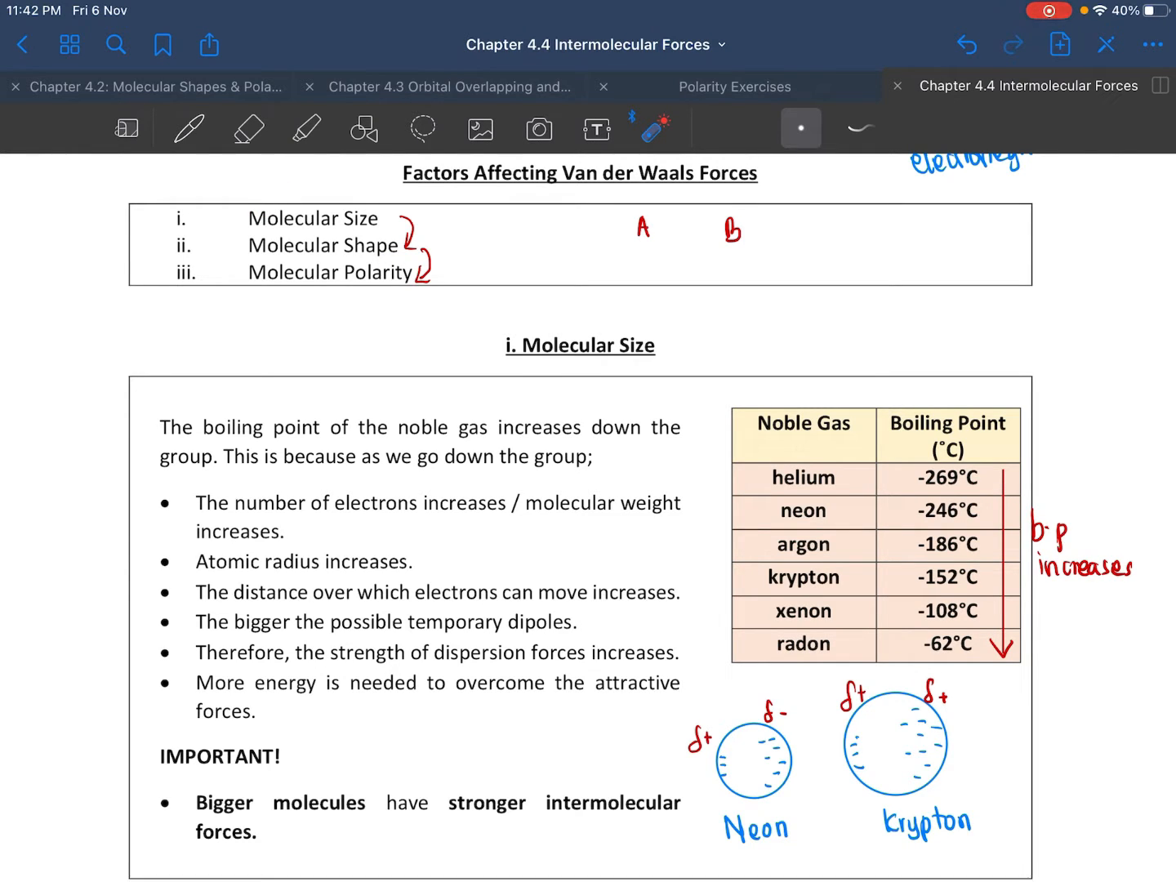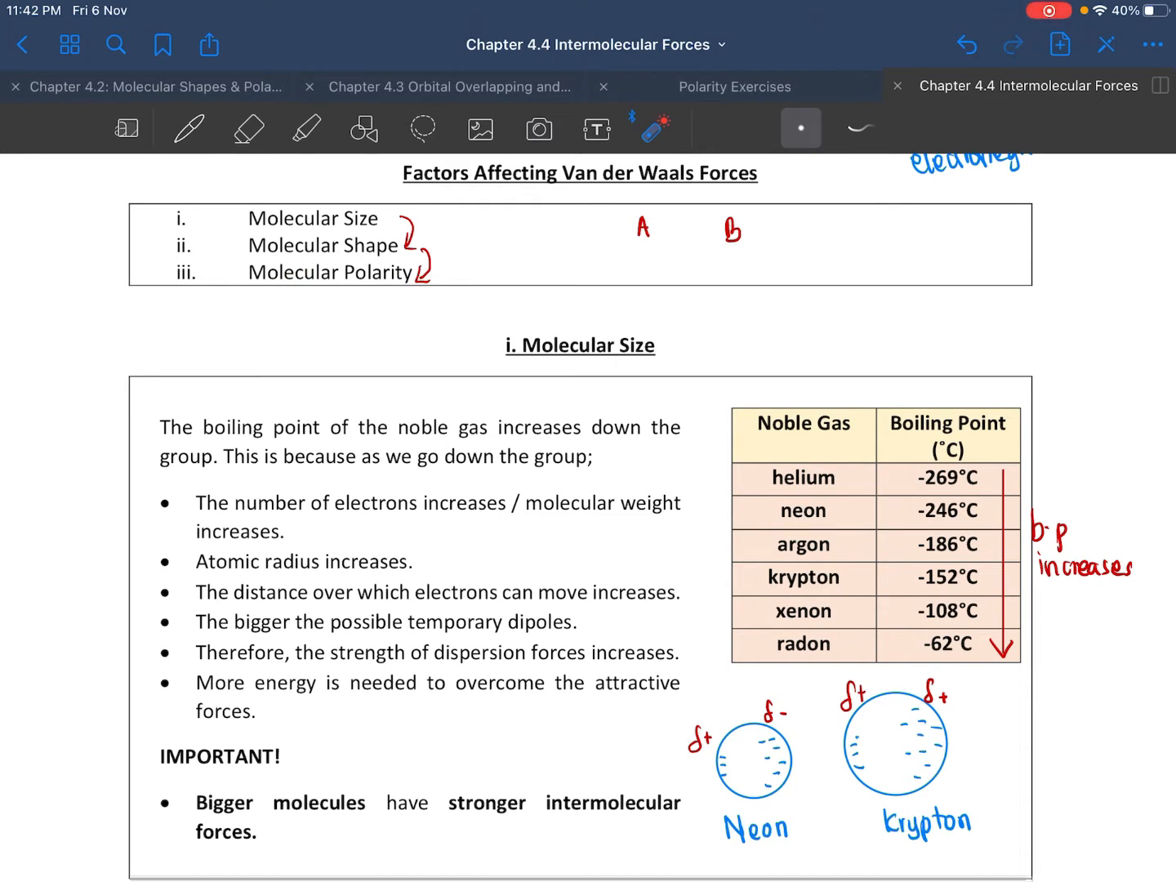Okay, tapi another condition, another possible keadaan adalah apabila molecular size of A and B sama, molecular weight dia sama, tapi kamu tengok molecular shape dia lain. So, the molecular shape can be used to determine the strength of van der Waals forces. Tak perlu nak pergi tengok polarity.